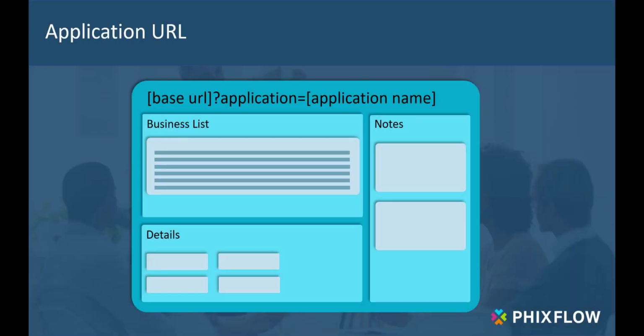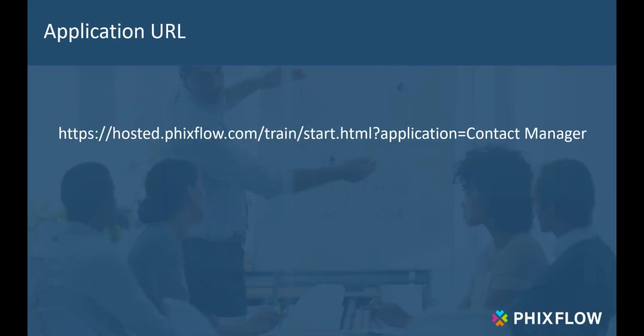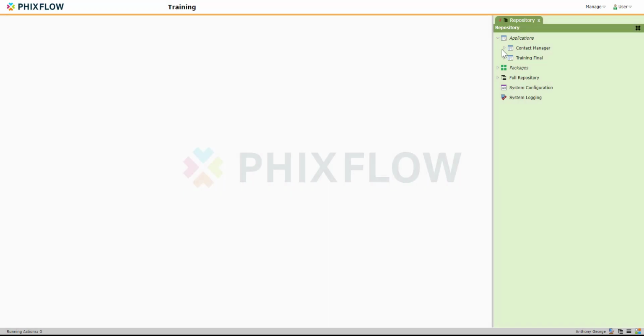Look at the URL in the browser. You will see that PhixFlow has appended the name of the application to the base URL. It will have also added a direction to the default top menu. This is useful as you can now give this URL to your end users and they will access this particular application directly.